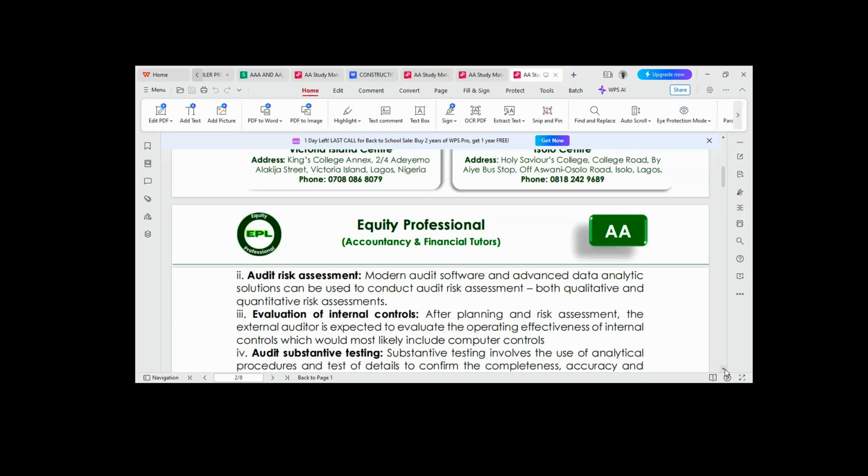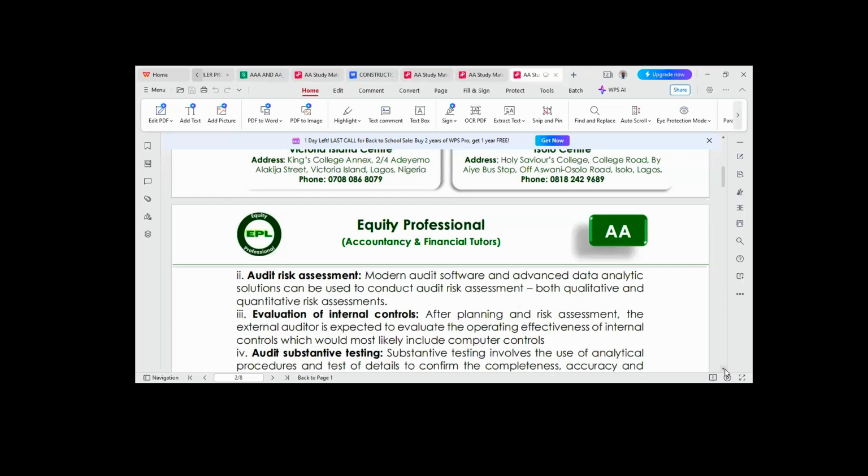The second aspect of auditing that is affected by the new technologies is the audit risk assessment. Now, there are audit software that can help to conduct audit risk assessment once given the parameters, both qualitative and quantitative. Give the figures, then give the notes. It's going to determine whether there is a risk or there is no risk. It's going to tell you. Why? Because we have those audit software that can carry out this task.